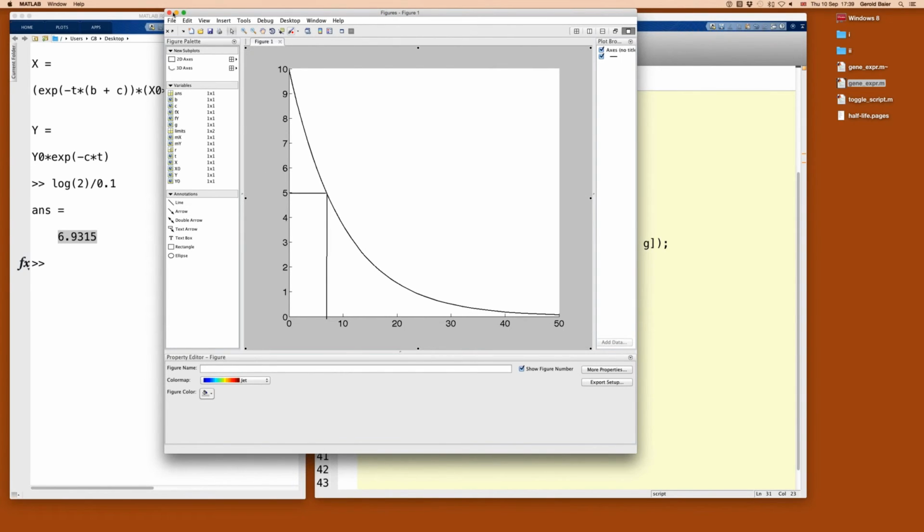So we understand, of course, that C directly impacts how fast this thing decays. If C would be much larger, it would take much shorter to get to this point. We'll be there much faster. And if C is much smaller, then we'll take longer to get to this 50% mark.